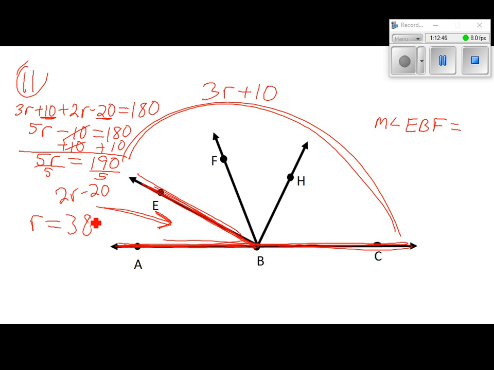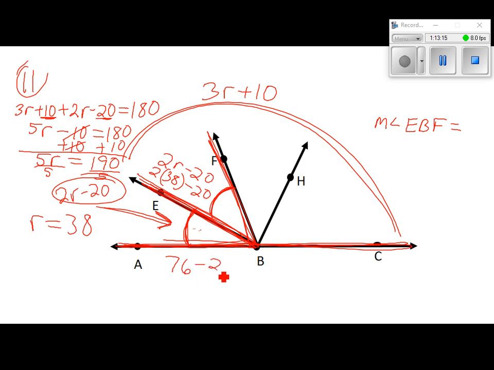They want us to find EBF. That's this angle. Well, they didn't tell us anything about that angle, but back at the beginning in the directions, they did tell us that this angle and this angle are congruent. So if this angle is 2R minus 20, then that means this angle has to be 2R minus 20. So 2 times 38 minus 20. 2 times 38 is 76 minus 20. That means that angle is 56. We could find the other angles too, but that's all they asked us to find. So the measure of angle EBF is 56 degrees.